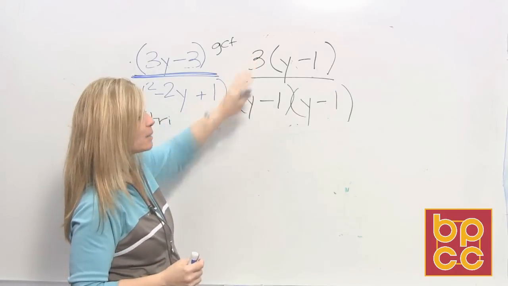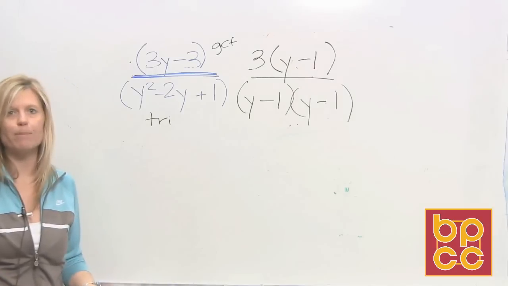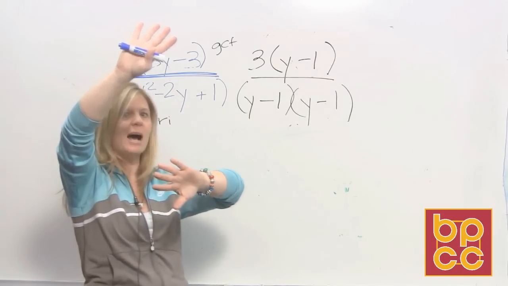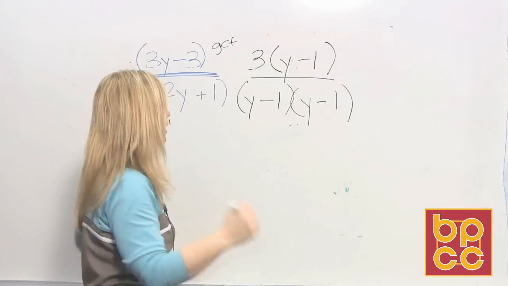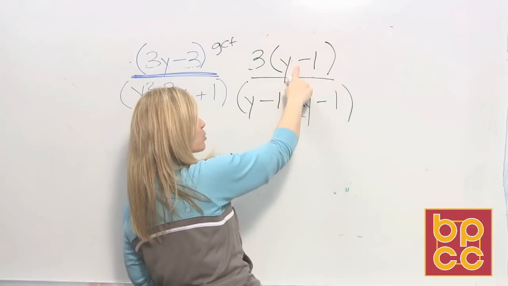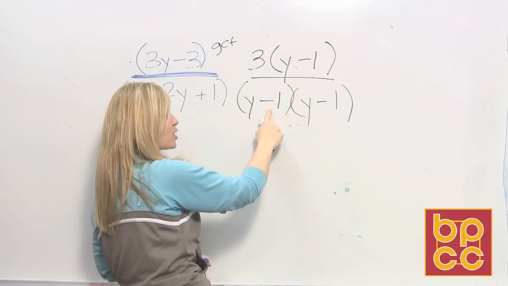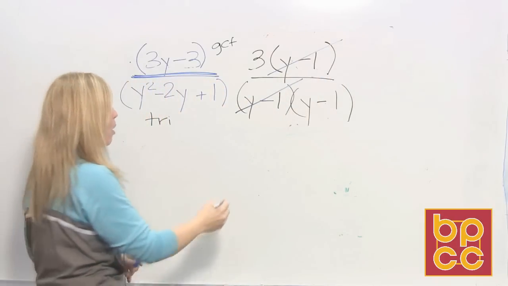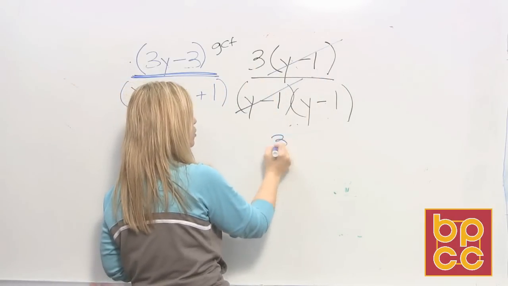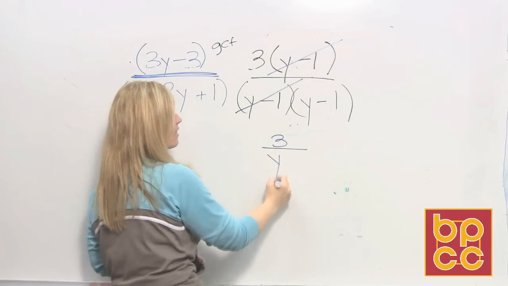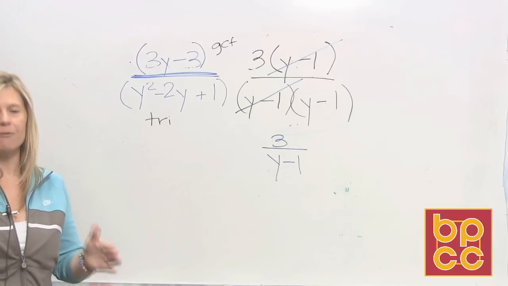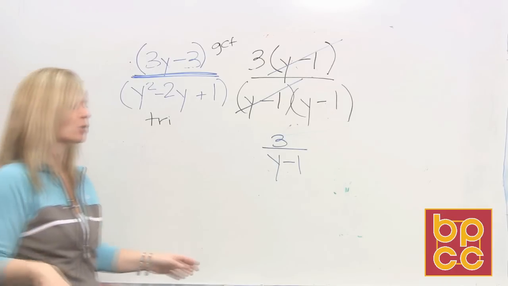Once you've got it connected by multiplication, now this is the fun part. You can cancel. If you have something the same in the numerator and the denominator, it will divide out. If you look, the numerator's got a y minus 1. The denominator's got a y minus 1. We cancel it out. And now our fraction is reduced. What's left in the numerator is a 3. What's left in the denominator is a y minus 1. You just reduced a fraction to lowest terms in algebra.